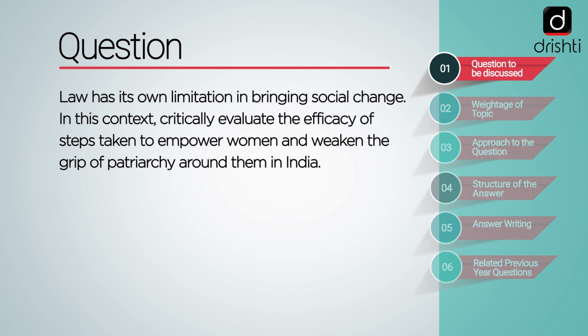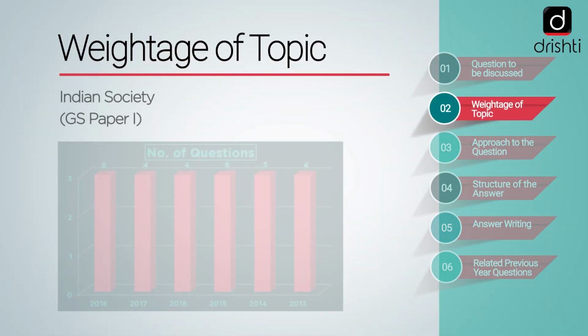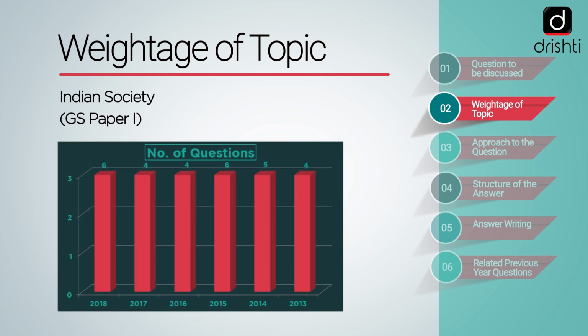The question is, law has its own limitation in bringing social change. In this context, critically evaluate the efficacy of steps taken to empower women and weaken the grip of patriarchy around them in India. The question is on the topic Social Empowerment of Women from the segment Indian Society under GS Paper 1. Over the years, the weightage of the topic has ranged between 4 to 6 questions every year between the period 2013 and 18.